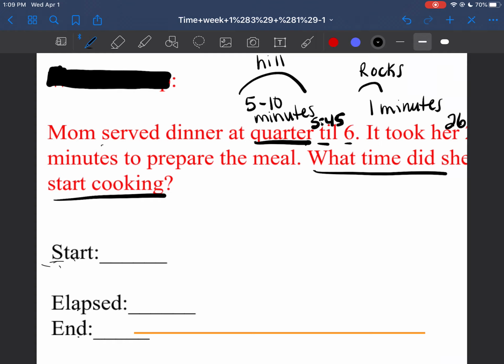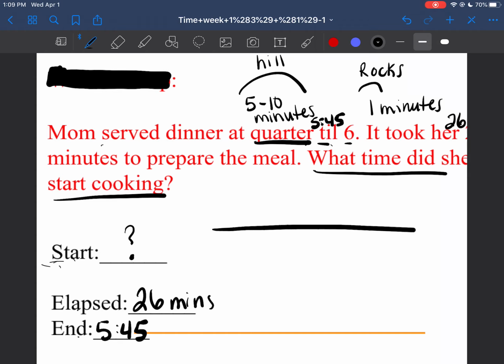No, we don't. So we are going to put a question mark there until we can figure it out. We know that Mom served dinner at 5:45, so that's what time she served. And it says it took her 26 minutes to prepare, so it actually took her 26 minutes to cook.